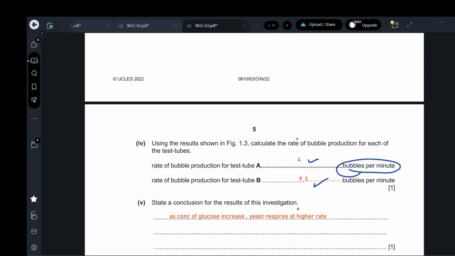What is the conclusion? As the concentration of glucose increases, the yeast respires at a higher rate. This is why it gave you more bubbles.